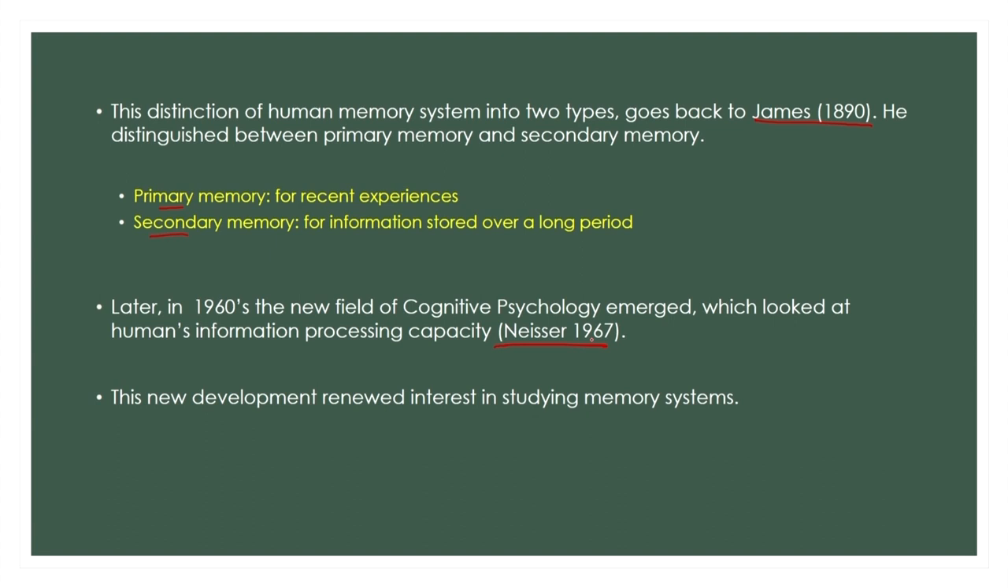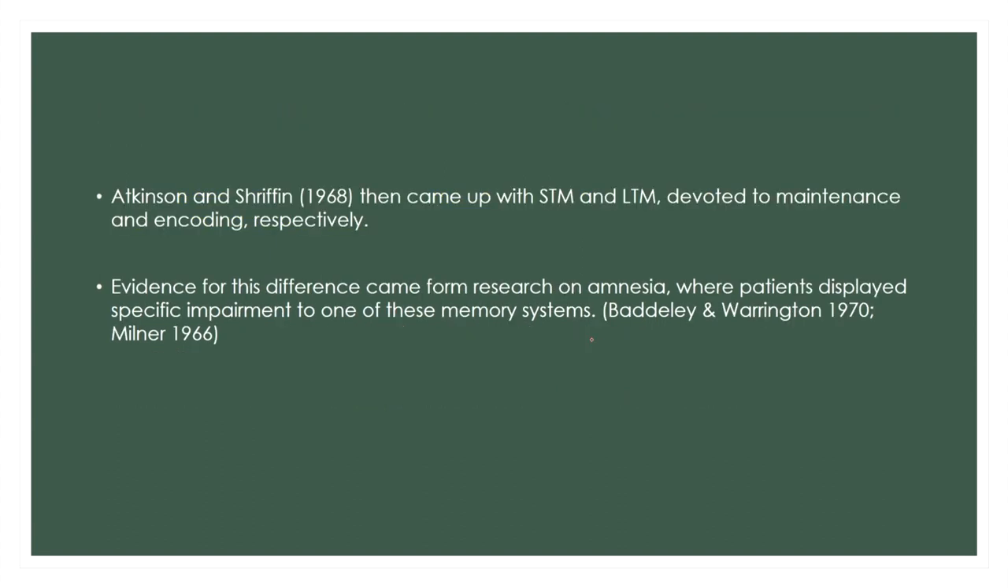And then as a result, a lot of new studies, new areas emerged, and new ways of trying to understand the human memory system also started. Around 1968, most of the memory models go back to Atkinson's and Shiffrin's 1968 model of the human memory system, and as opposed to James, he called them short-term memory and long-term memory.